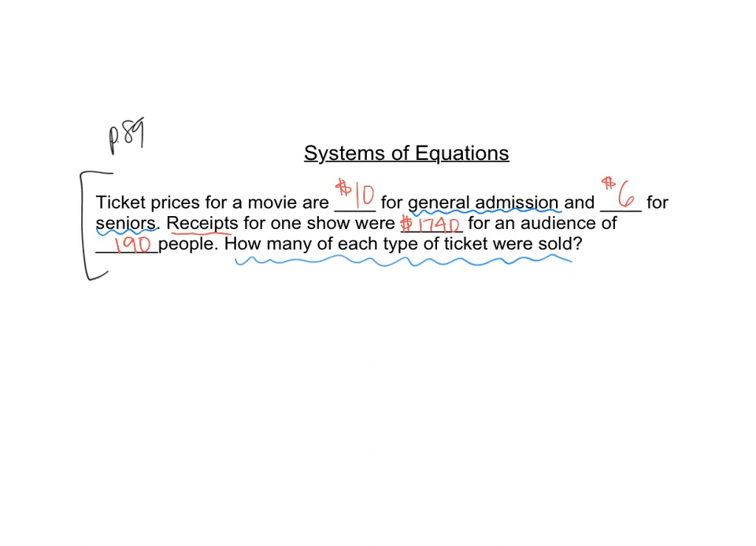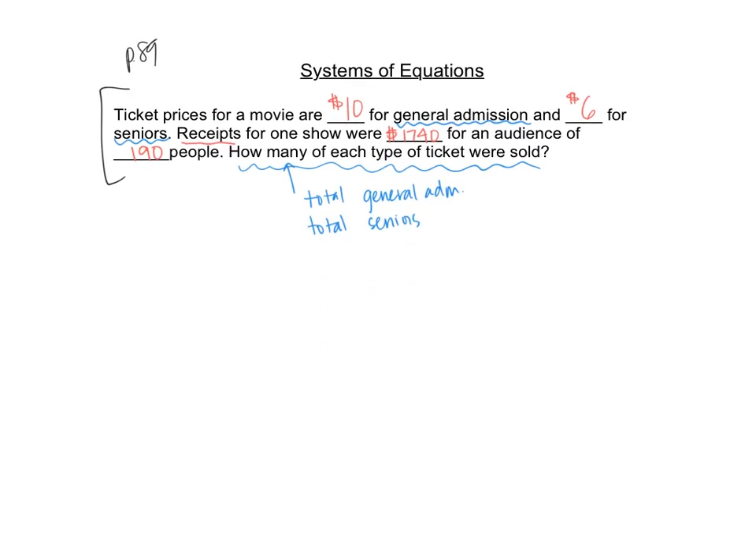Okay, so I see two things here: there's money involved, but there's also the total people. When we look at the question, it wants to know how many of each type. So it wants to know the total of the general admission people, and also the total of the seniors. We could define variables here for each of those groups.